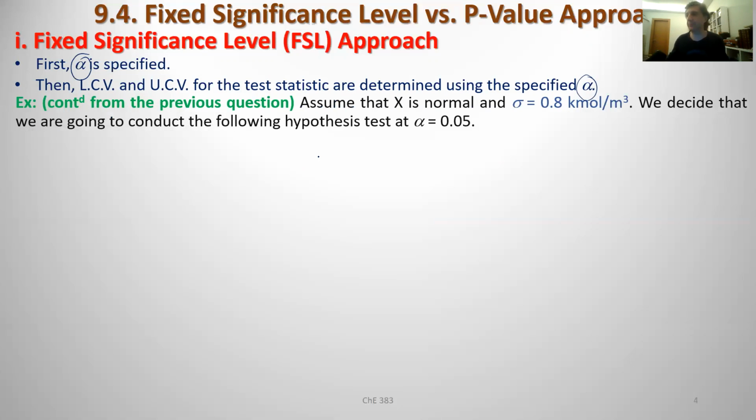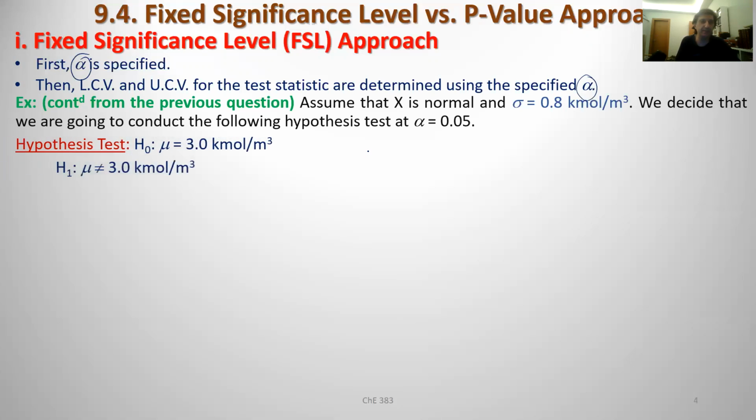Let's continue from the previous question. Again, assume that X is normal and sigma is given as 0.8 kilomoles per meter cube. We decide we are going to conduct the following hypothesis test at a given significance level of 0.05. And as I said earlier, 0.05 is a very traditional value used for the significance level.